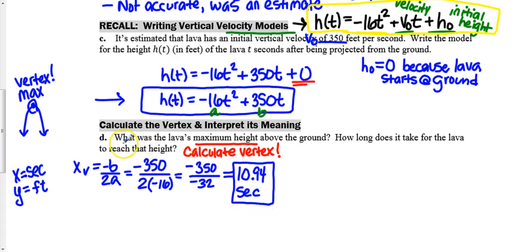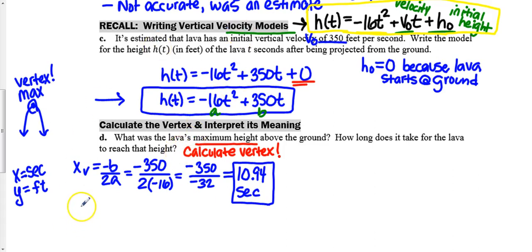The question, though, said, what was the lava's maximum height? So I actually haven't answered the first question. The second question said, how long does it take? So we answered the second question, but we haven't answered the first question. How am I going to be able to find the maximum height?